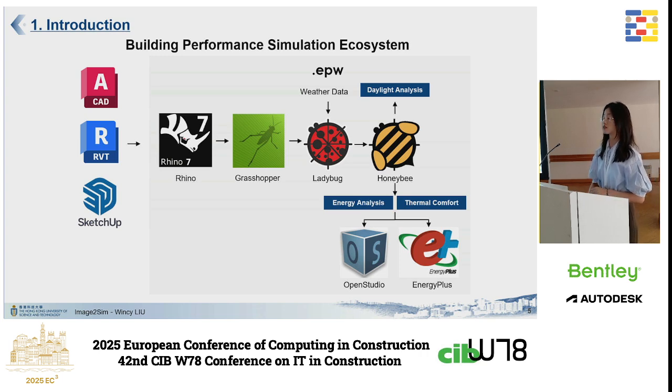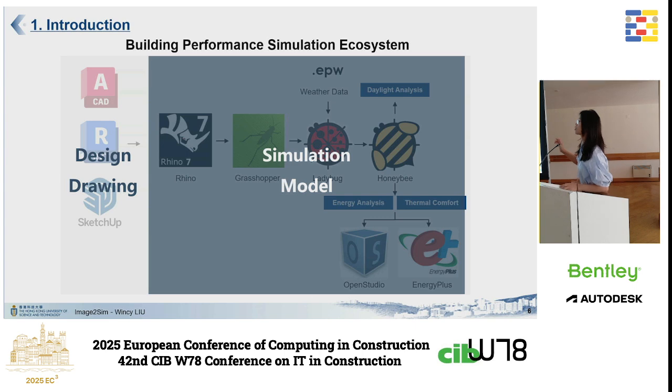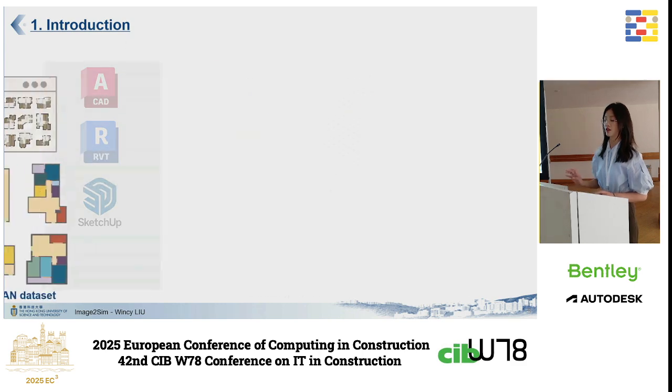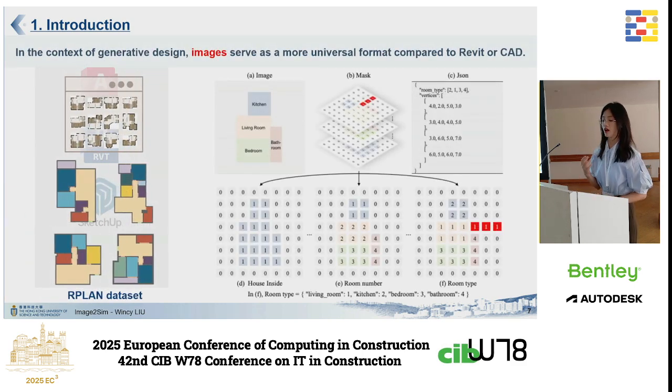This ecosystem may include two parts. The first part is the design drawings, and secondly, these design drawings can be imported into the simulation tools automatically as the simulation model. But the problem is that for generative design, instead of Revit or CAD format, images are a more universal format in generative AI models.